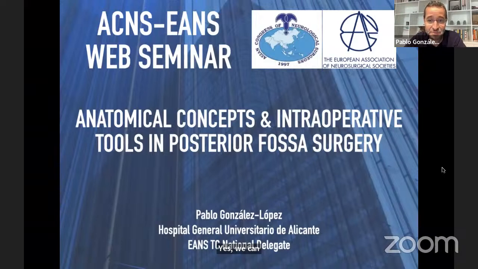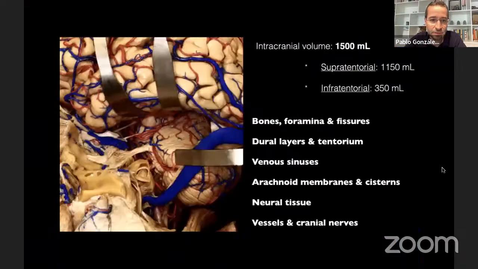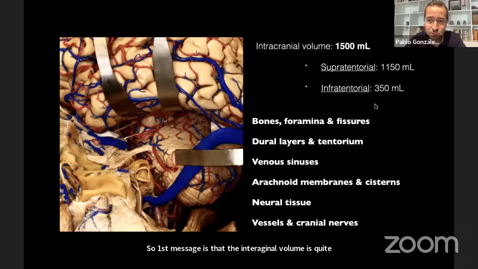And my plan is to speak on something quite common, which is how we can take advantage of understanding the anatomy and squeezing the technology that we have in the OR for dealing with tumors in the posterior fossa. So the first message is that the intracranial volume is quite big if we consider that infratentorially, which means posterior fossa, is less than 1/3 of all the intracranial volume.